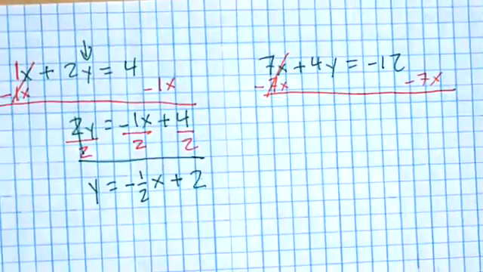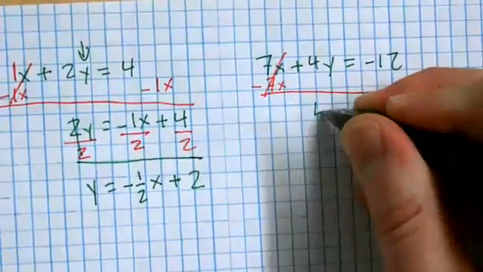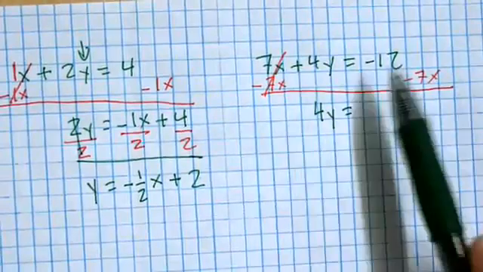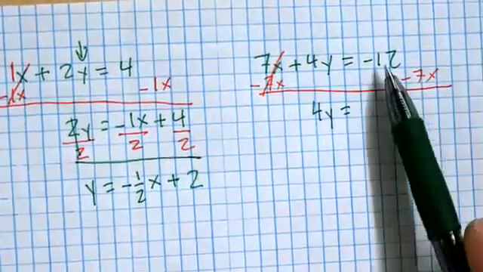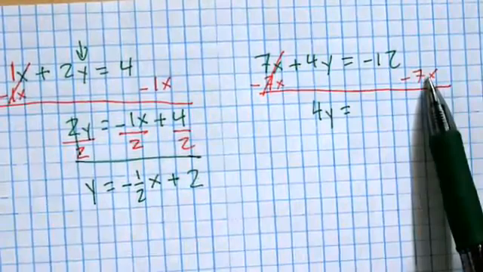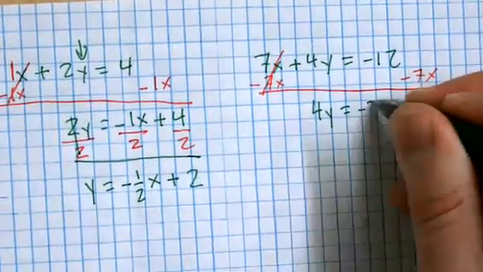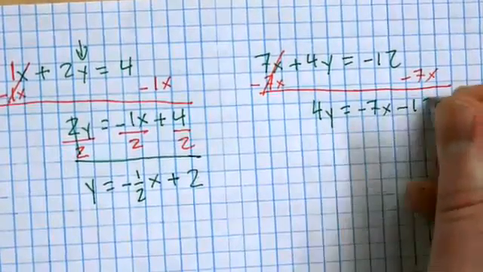That cancels the 7x, leaving me with just a 4y equals. And remember, when you write this other side down, put it in the order that you want it to be in. It doesn't matter whether I put the negative 12 or the negative 7x first, but we're used to seeing the x first in our equations for lines. So let's put the negative 7x first and the negative 12 at the end.